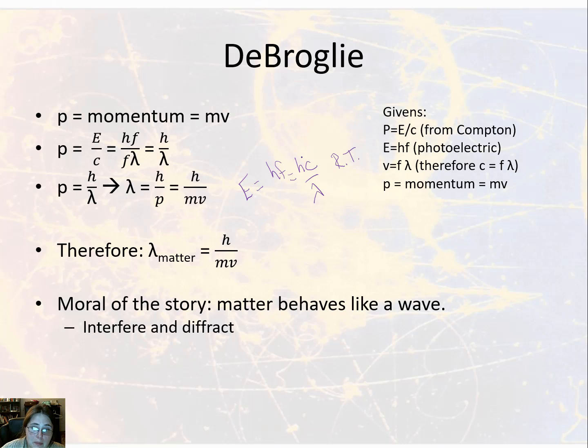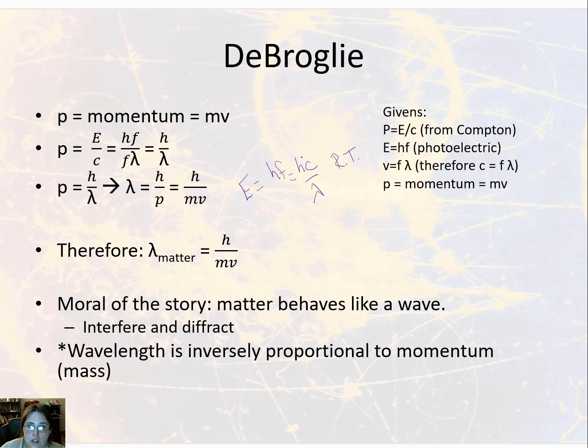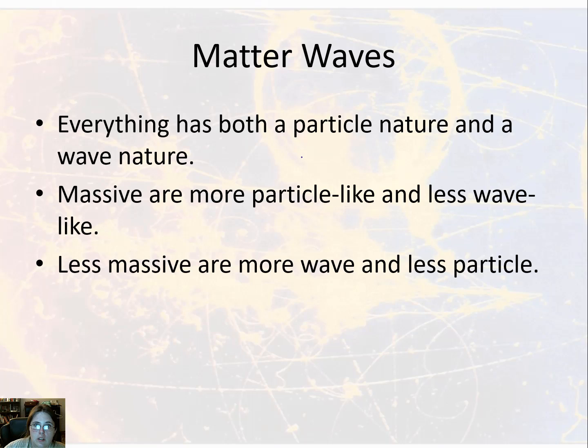So it means that matter behaves like a wave. So they will interfere and diffract depending on the size of the object. Wavelength is inversely proportional to momentum, to the mass. Everything has both a particle nature and a wave nature. Massive objects are more particle-like and less wave-like. Less massive objects are more wave-like and less particle-like.